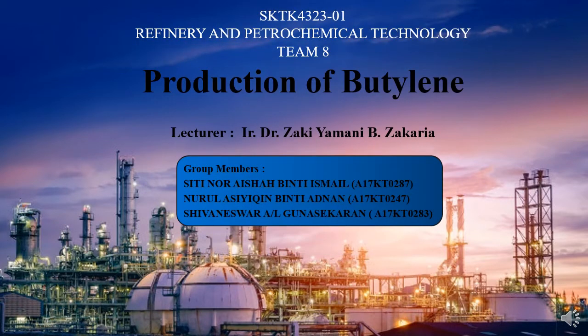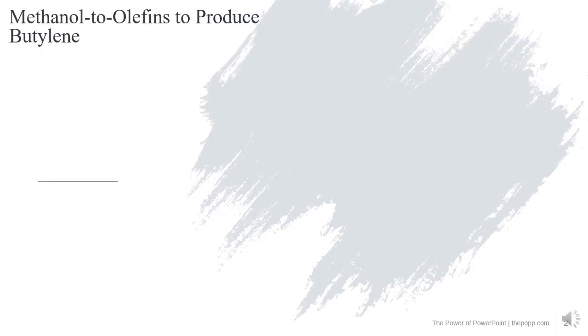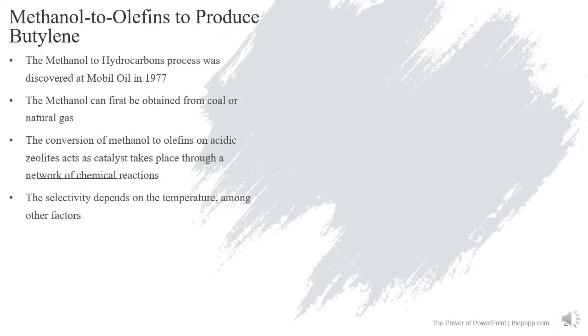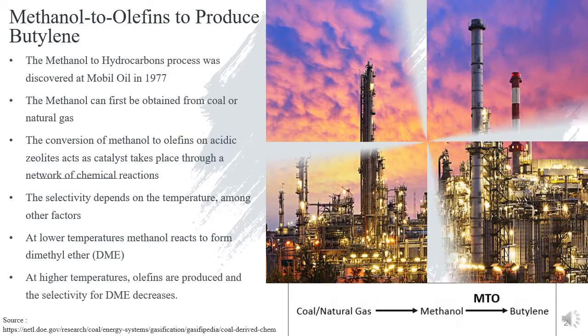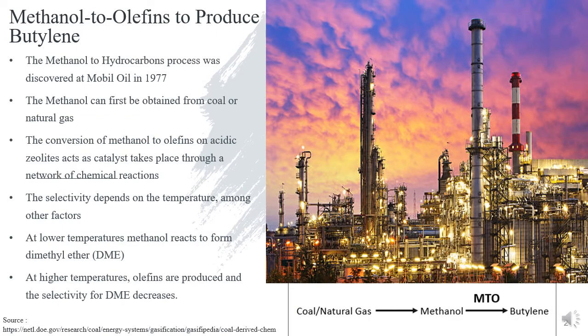I, together with Siti Noor Aisha and Ashikin from Group 8, will be presenting on production of butylene from various pathways. The first one is by methanol to olefin to produce butylene. This process was first discovered in 1977. Methanol can be first produced from coal or natural gas. In this reaction, acidic zeolites act as catalysts. Their selectivity mainly depends on the temperature, as at low temperature, methanol reacts to form dimethyl ether. Only at high temperature, olefins such as butylene are produced.